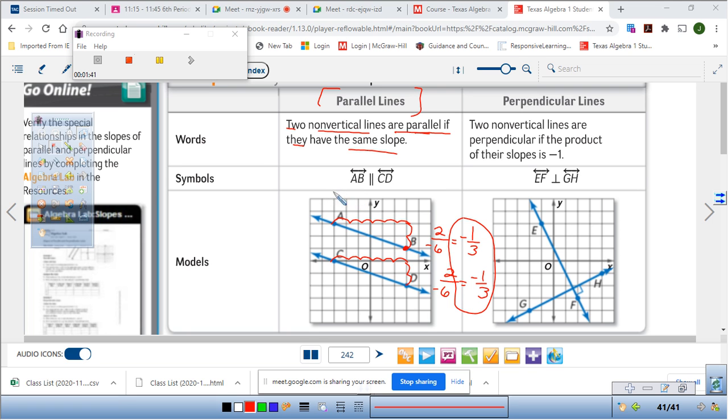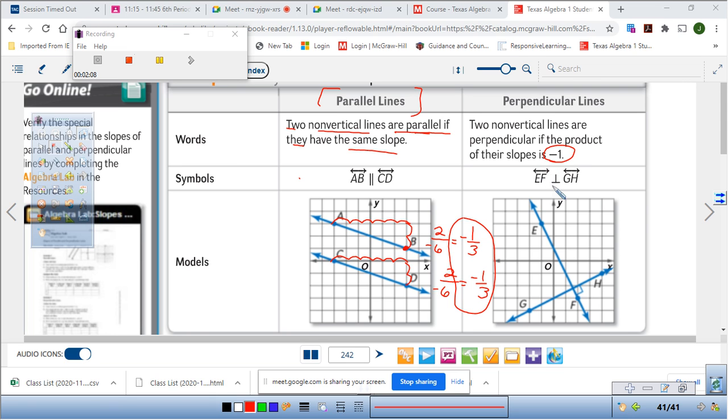Okay? That's parallel. This is a symbol too, guys. You see this right here, like an 11. Basically, it's just two lines like that. That means that line AB is parallel to line CD. Now, look at this one over here. Don't write anything yet. I'm asking you to write this down, okay? Two non-vertical lines are perpendicular if the product of the slopes is a negative 1.